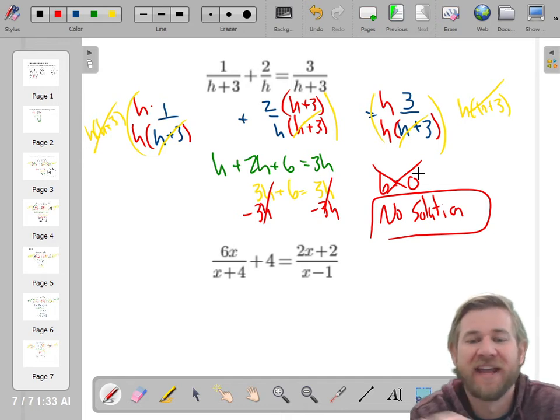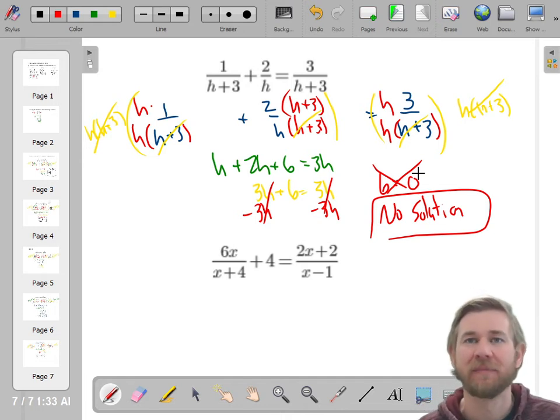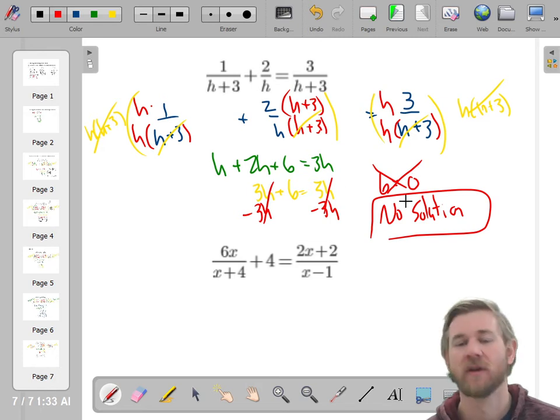6 does not equal 0. It's never going to equal 0. There's no variables in there to help me. 6 just doesn't equal 0, so there is no solution.